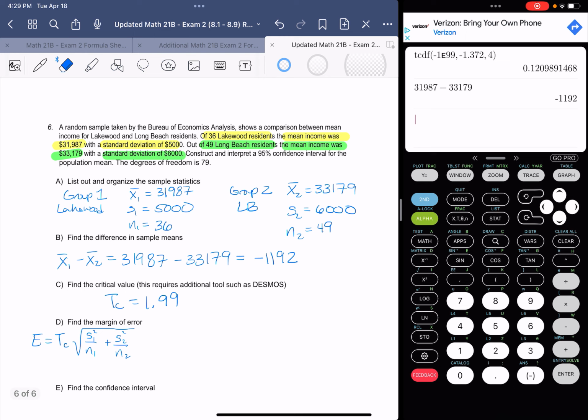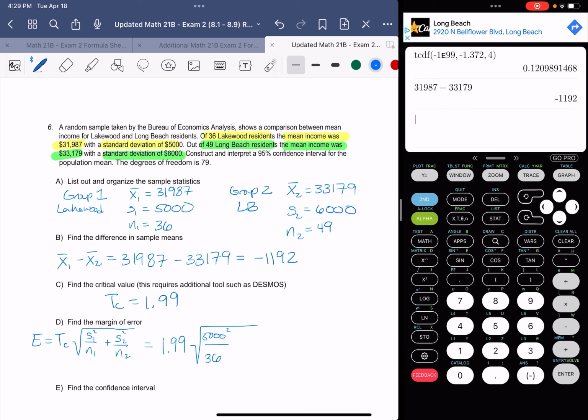We have all that info, so go ahead and plug it in. So that is 1.99 times the square root of 5,000 squared divided by 36 plus 6,000 squared divided by 49. Now, again, depending on how comfortable you are with this, some of you might want to do this all in one go. I'm actually going to break it down into 2 steps. So I'm going to just bring the 1.99 over. So 1.99 times, and then I'm going to, in my calculator, first figure out what that square root is.